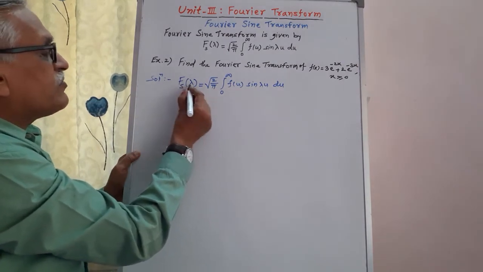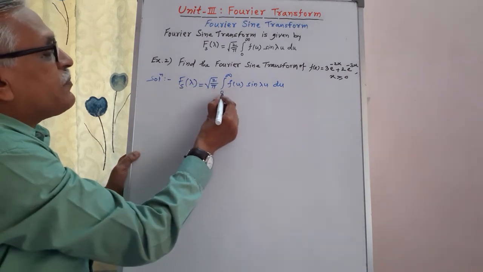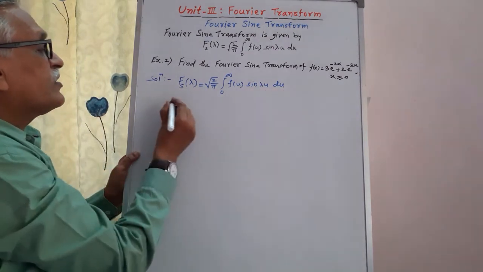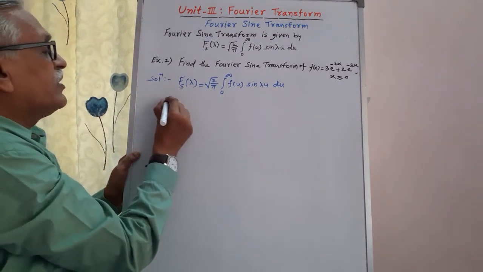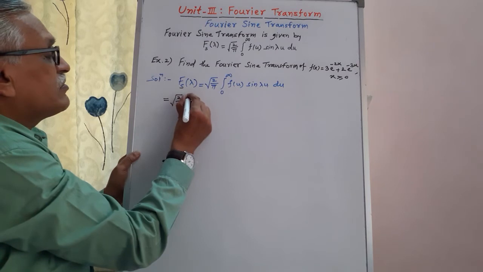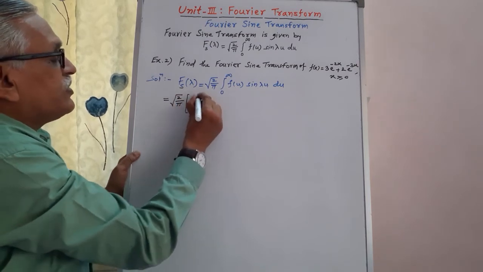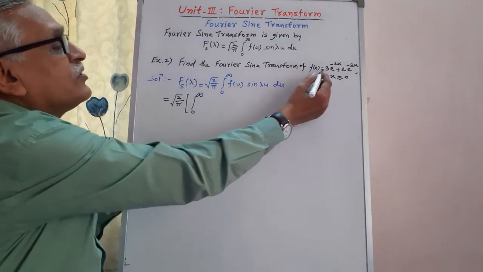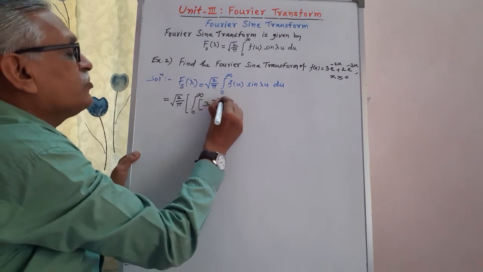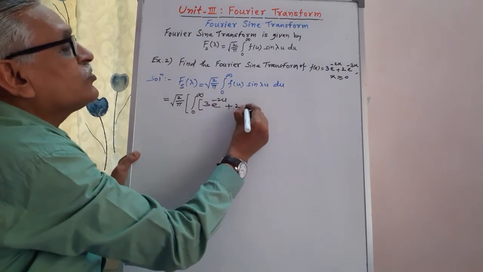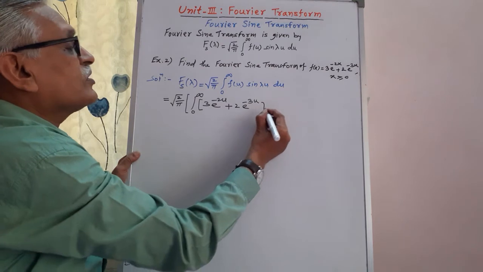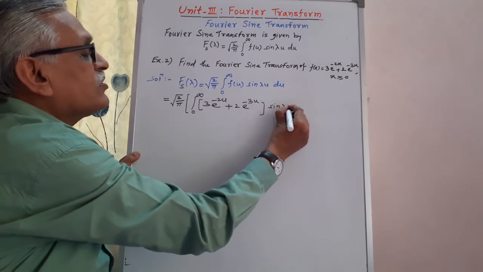Therefore the Fourier sine transform is given by Fs(lambda) equals root 2 by pi integral from 0 to infinity f(u) sine lambda u du. It is equal to root 2 by pi integral from 0 to infinity f(u), replacing x by u, we get that term as 3 e raised to minus 2u plus 2 e raised to minus 3u, into sine of lambda u du.